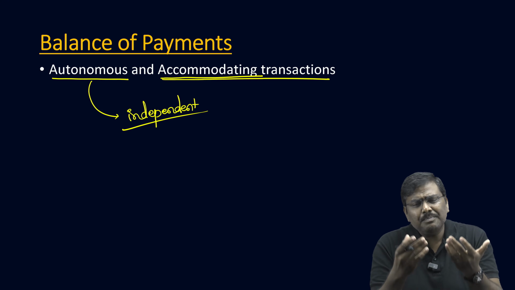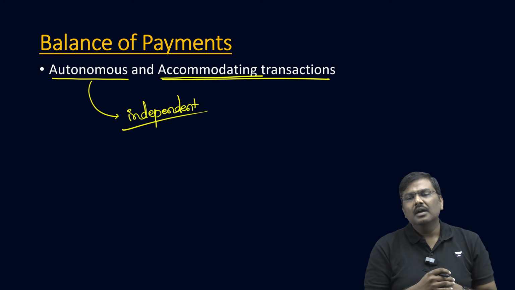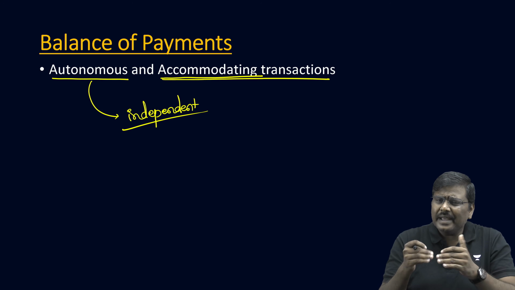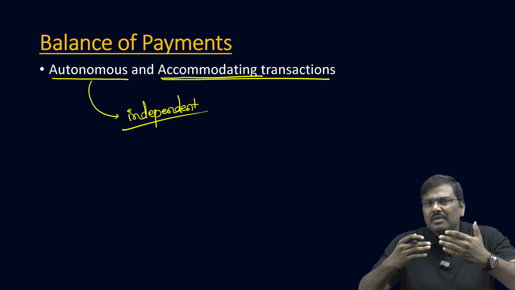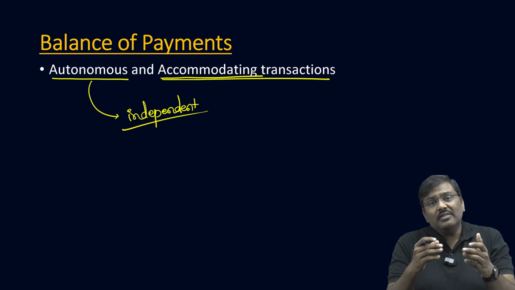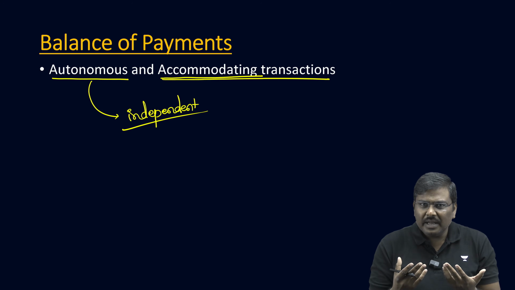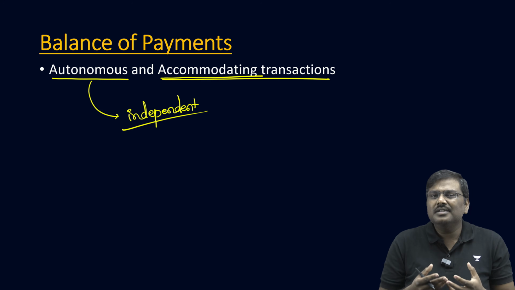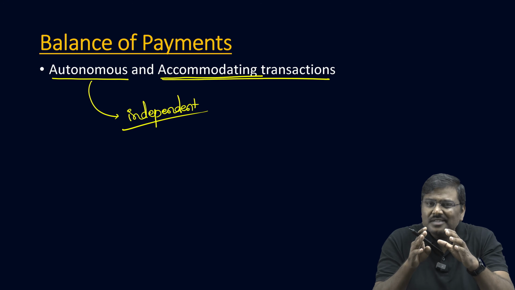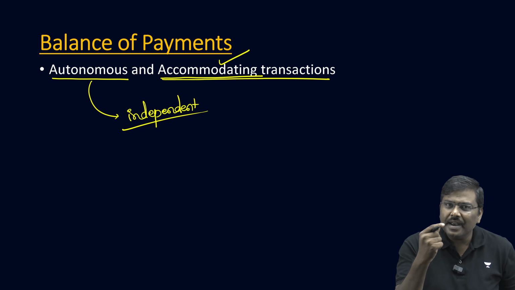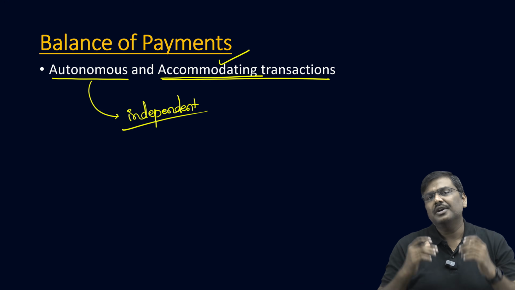And whenever there is a deficit, please remember, RBI will sell forex reserves to ensure there is a sufficient supply. Whenever there is a deficit in the market, RBI will supply these currencies. And whenever there is a surplus supply, RBI will purchase these currencies, which essentially means RBI is trying to do these transactions to create stability, to stabilize the balance of payment. Such transactions are essentially called accommodating transactions. So one is autonomous and the second one is accommodating transaction.